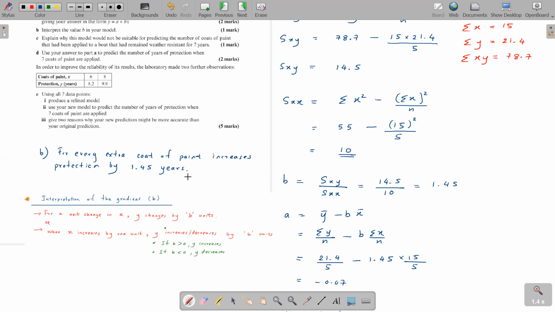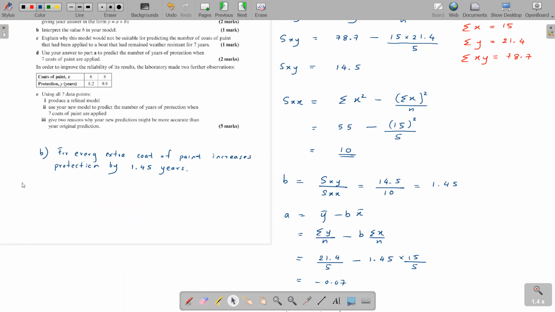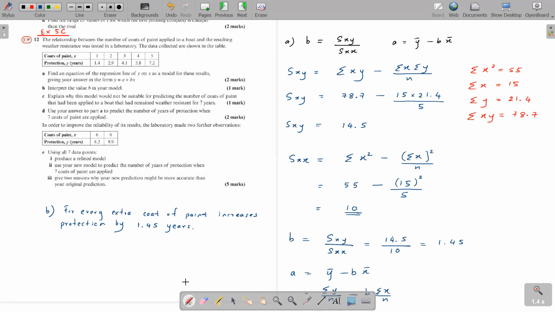Okay, guys, so this is how you interpret your gradient. Are you with me? All right, and then let's move on to part C. Explain why this model would not be suitable for predicting the number of coats of paint that had been applied to a board that had remained weather resistant for 7 years. Okay, so why can't we use this model for 7 years?